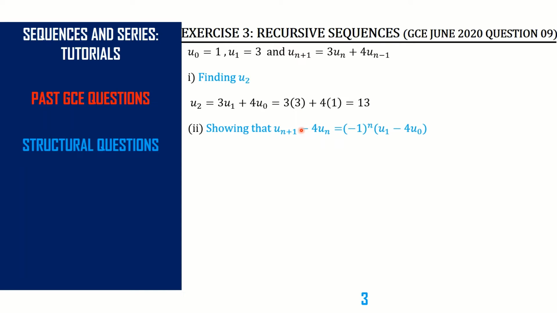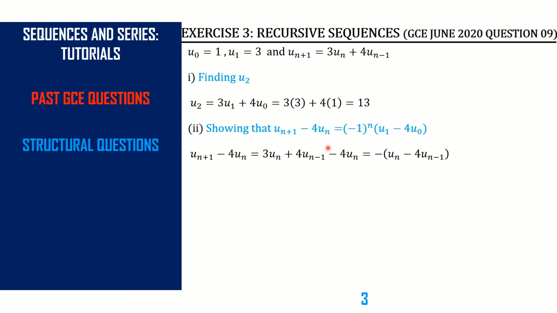Now, part 2 is asking us to show that u(n+1) minus 4un is equal to (-1) raised to the power n times (u1 minus 4u0). So what is u(n+1) minus 4un? It is equal to, the first two terms here represent u(n+1) because it was given originally as 3un plus 4u(n-1). So I'm just going to replace u(n+1) with 3un plus 4u(n-1), then minus 4un. So I bring like terms together. 3un minus 4un is negative un. So finally we get negative un plus 4u(n-1). So we can pull out the negative sign and we get negative times (un minus 4u(n-1)).